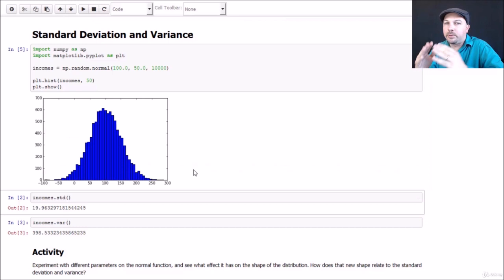Just play around with it. You can see it's starting to get a little bit fatter there, right? So play around with different values and get a feel of how these values work. This is the only way to really get an intuitive sense of standard deviation and variance. Mess around with some different examples and see the effect that it has. So play around with this a little bit. See you in the next lecture.